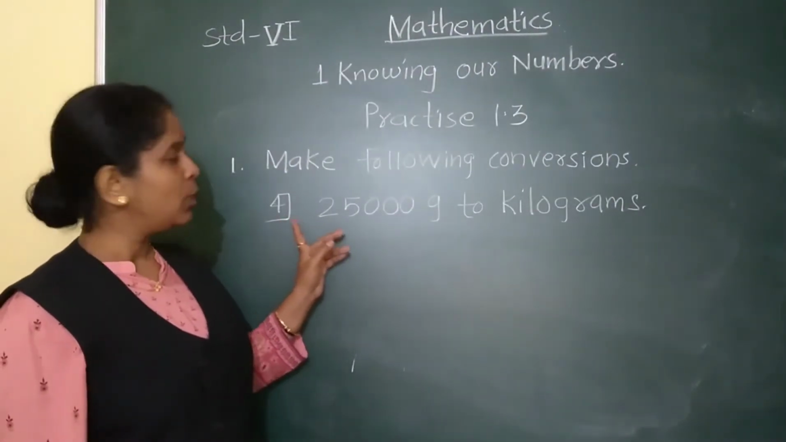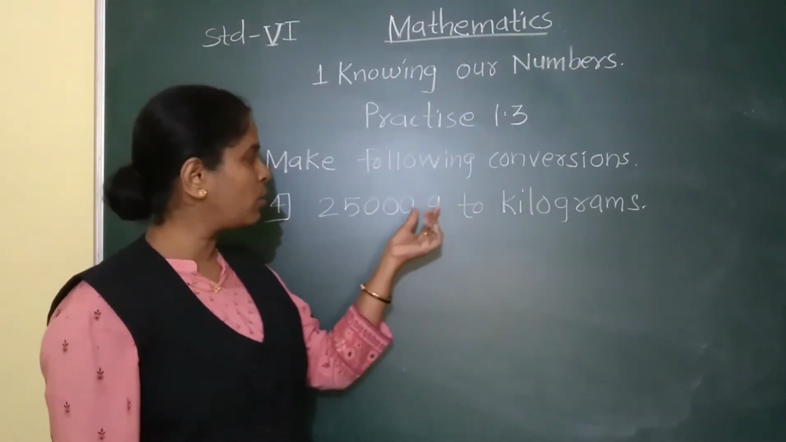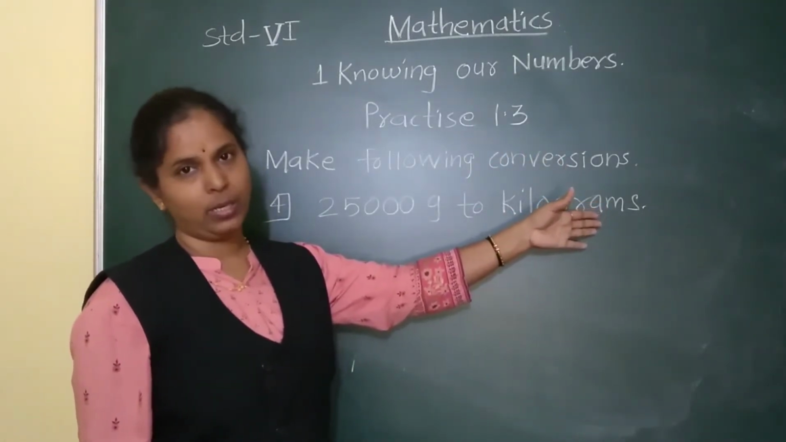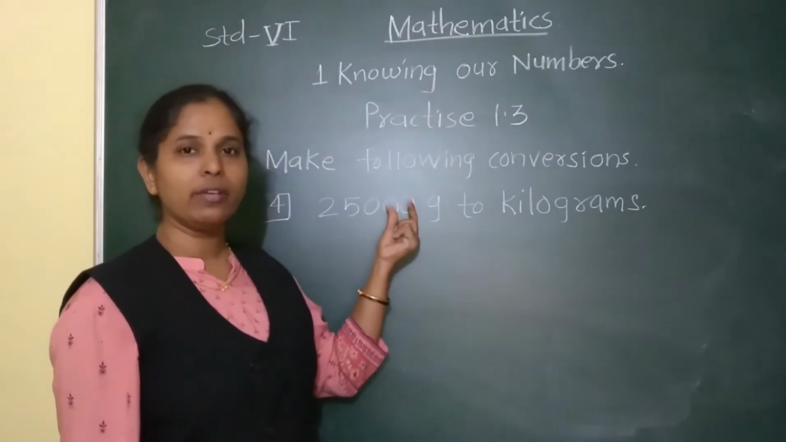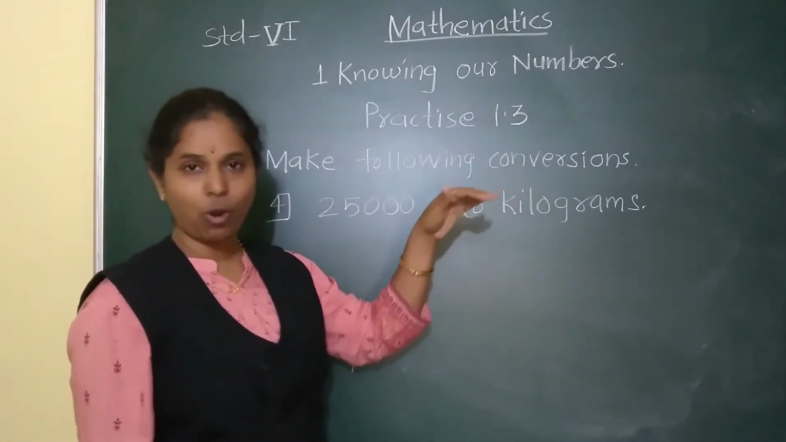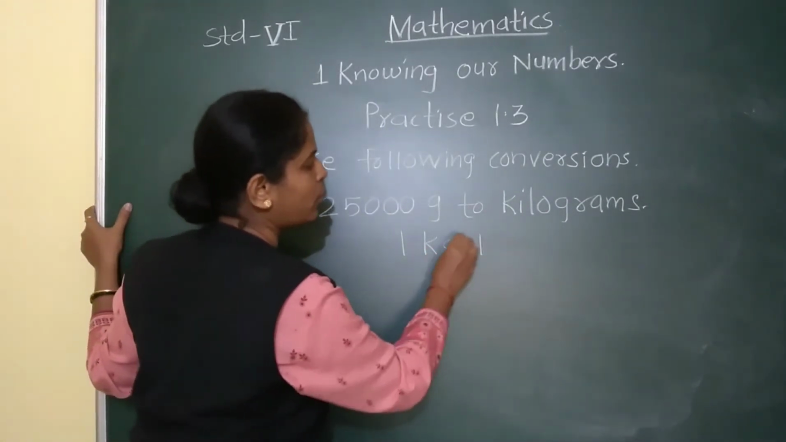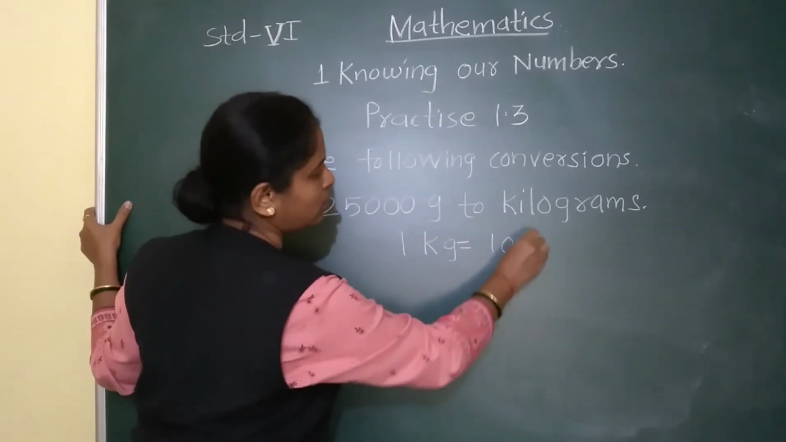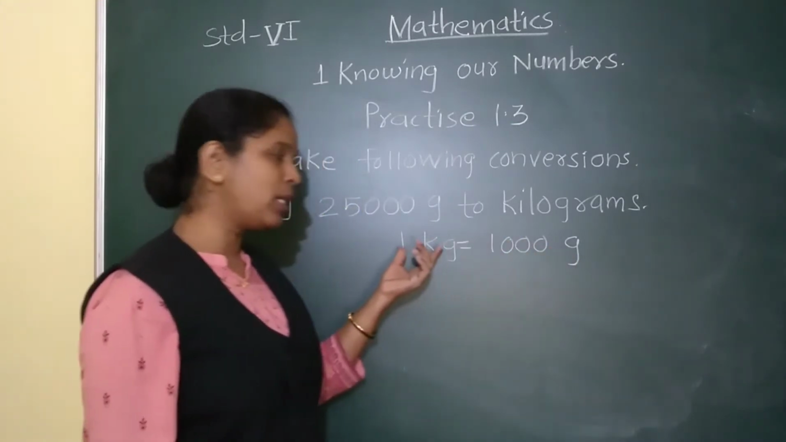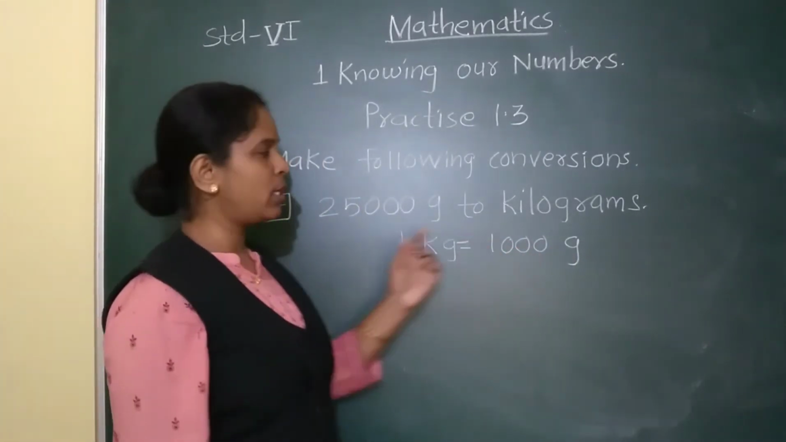Now fourth is 25,000 grams. We have to convert into kilograms. Now from smaller to bigger unit we have to convert. So when we are converting from smaller to bigger, we have to divide. Here 1 kg is equal to 1000 grams, correct? So we have to divide the given number by 1000.